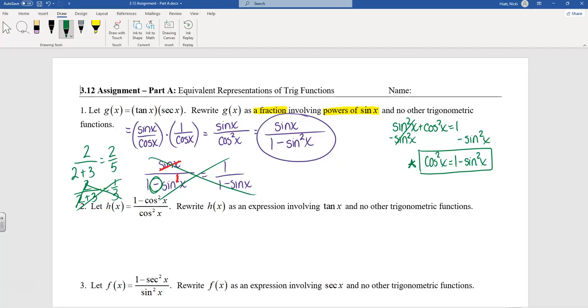Around the 1 minus sine squared? Yes. You have implied parentheses around the numerator and the denominator. Yes. Okay. Questions there? All right.